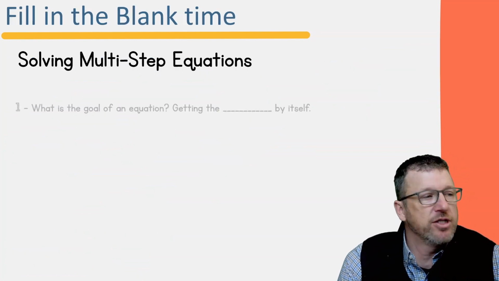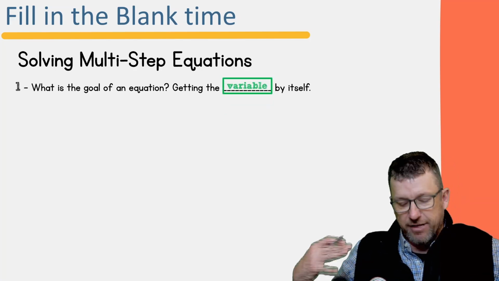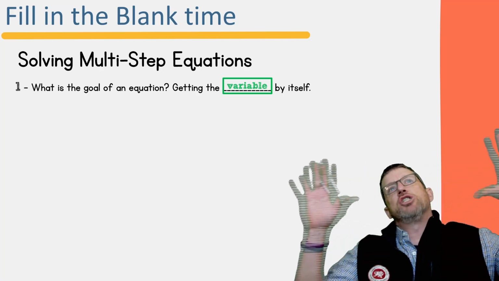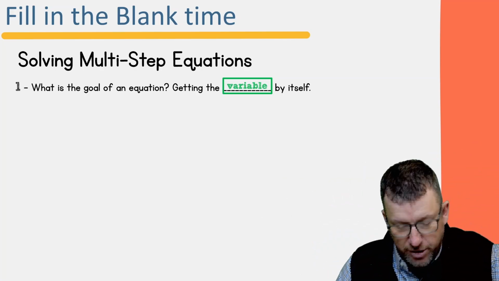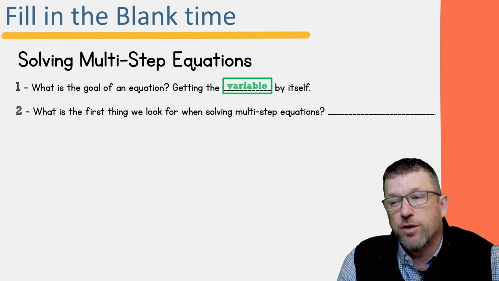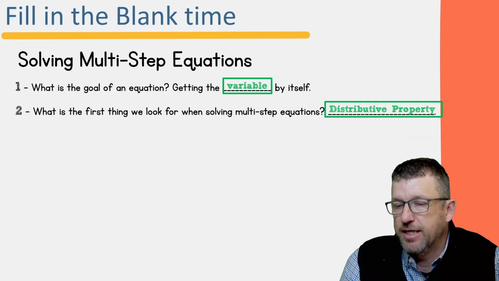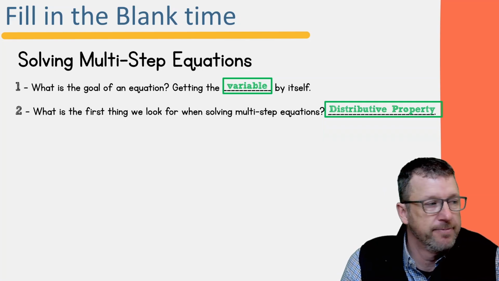All right, so let's go ahead and fill in some blanks. You know how to do multi-step equations now. What is the goal of an equation? Getting the variable by itself. It doesn't matter how much junk is in this equation, we are getting the variable by itself. What is the first thing we look for when solving multi-step equations? The distributive property. Is there any place where I can distribute?